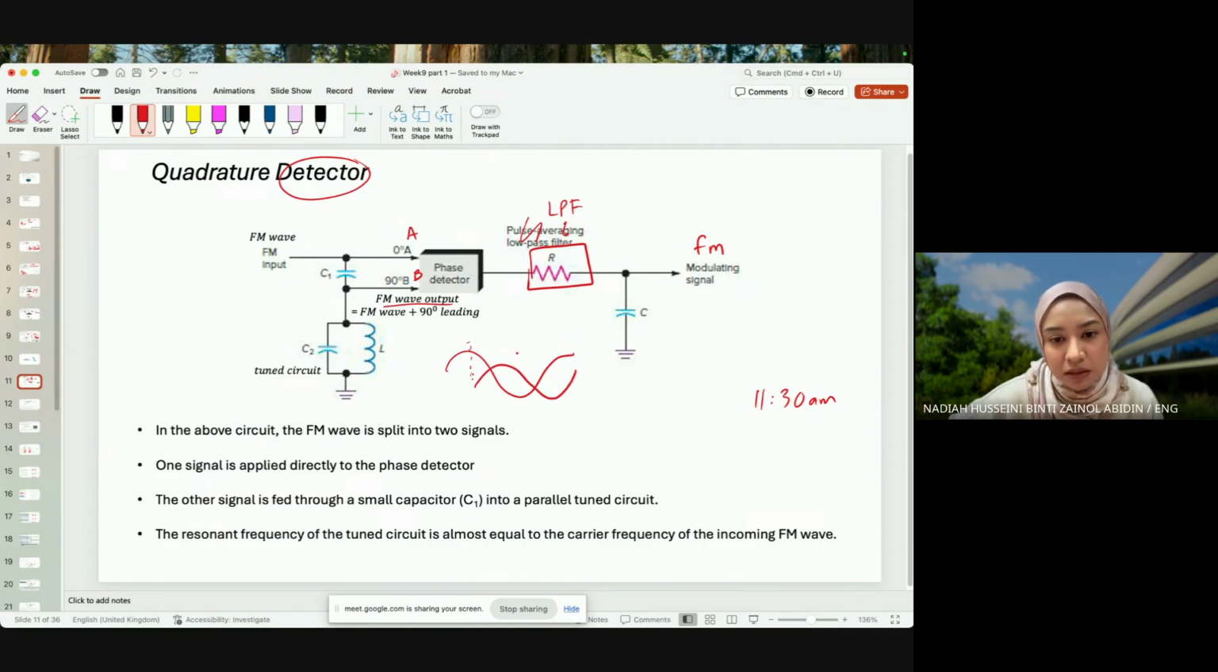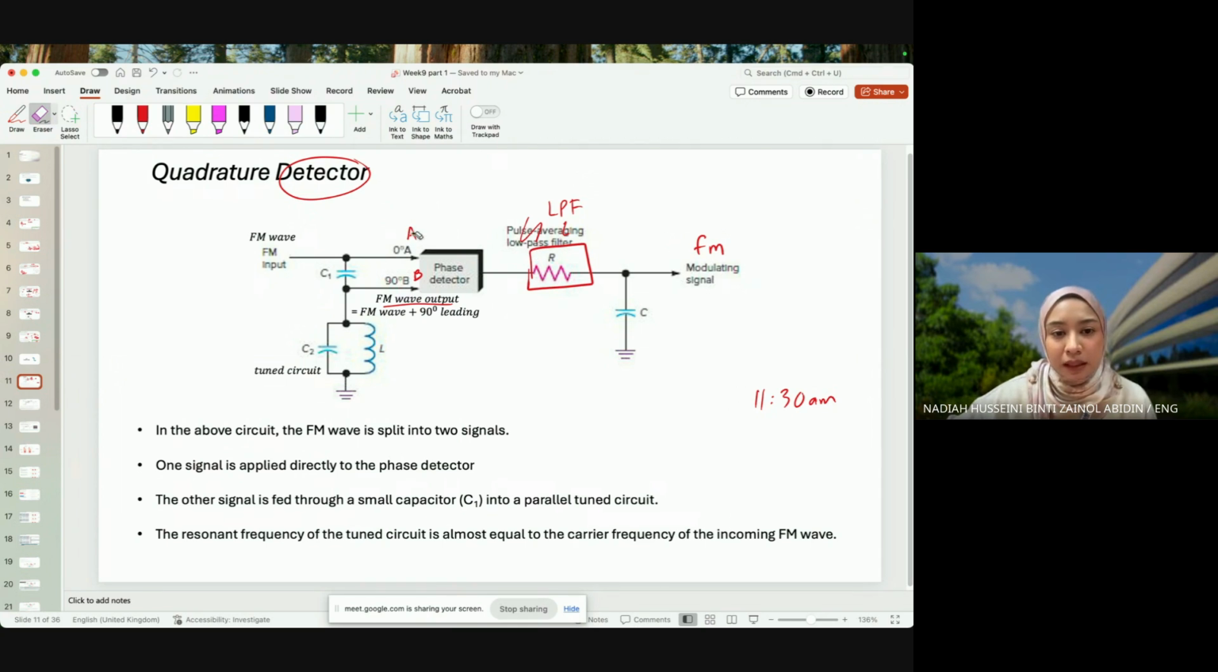Starts earlier. So this is our FM wave, and this is the leading FM wave. So it starts earlier by a quarter. I hope I drew it correctly. It's the same wave, just starting earlier. Okay, now why do we want to have this kind of situation?